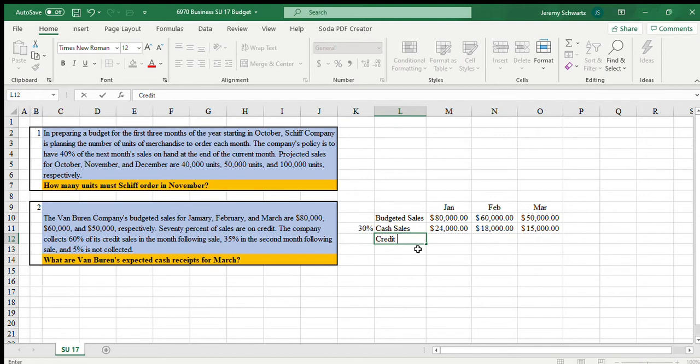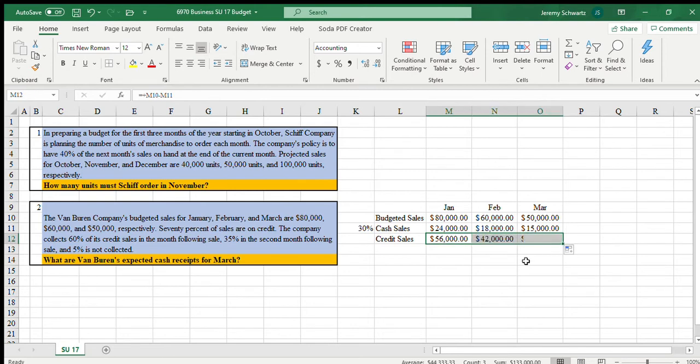So that means our credit sales are going to be what follows this collection pattern that we see over in the stem of the question. So we have 56,000, 42, and 35 respectively that will need to follow the collection pattern that we see over in the question stem.